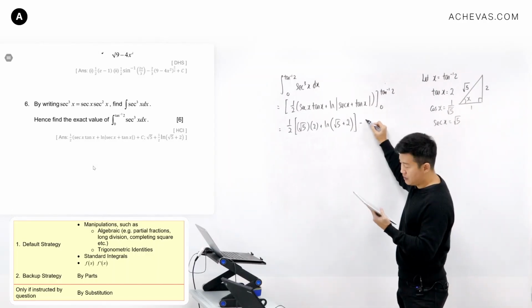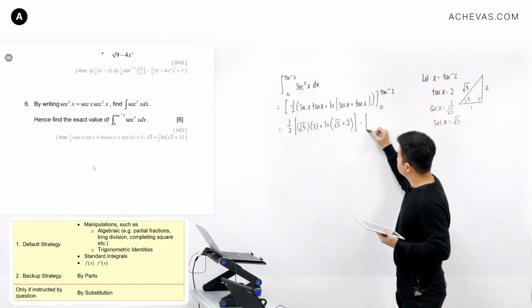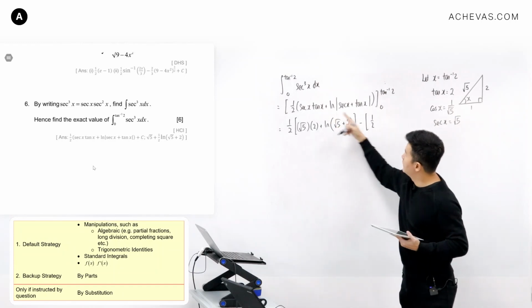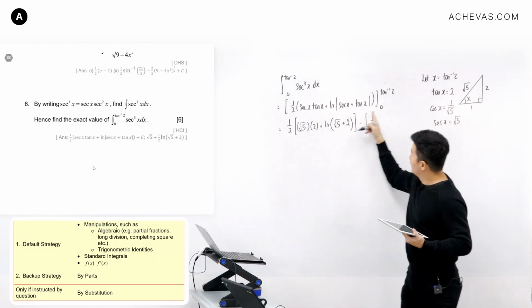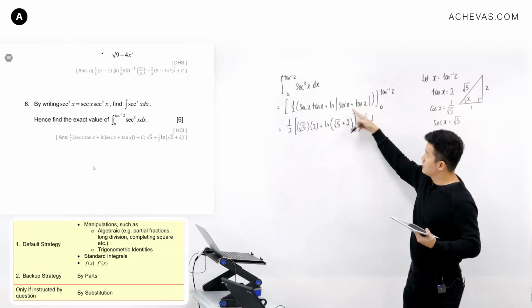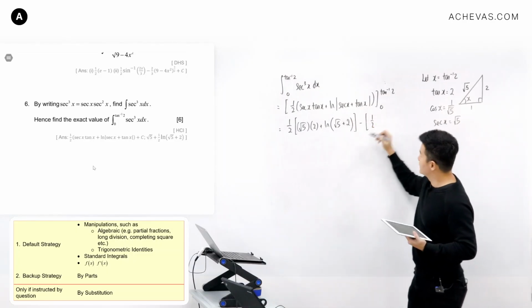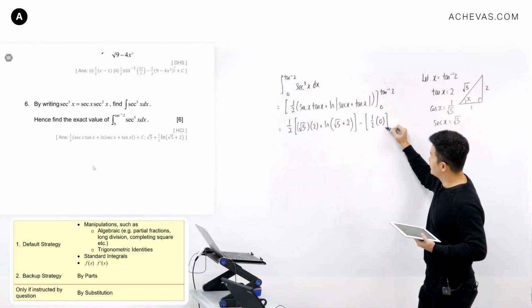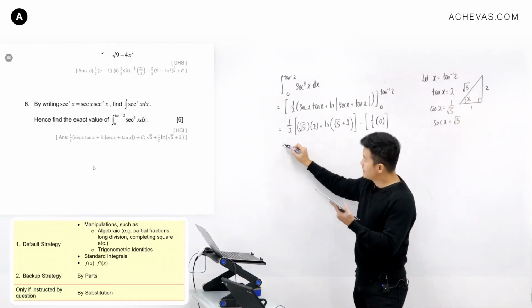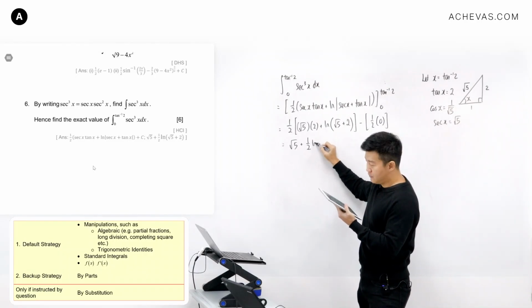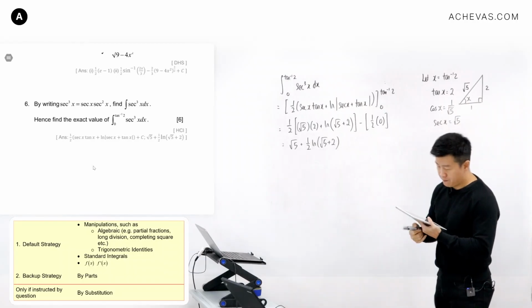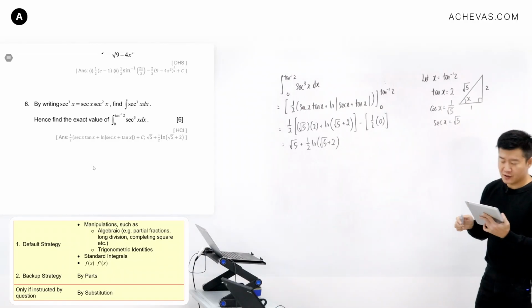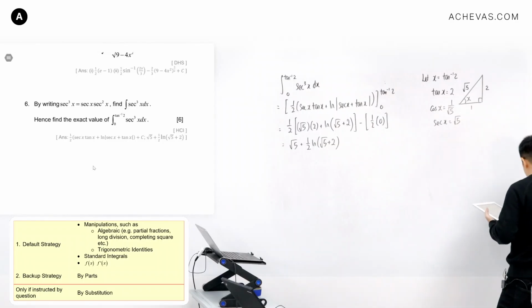Then minus away, we have a half of this. If I were to substitute this in, tangent 0 is 0 and secant 0 is 1. So ln 1 is 0. So here I'm going to be left with just a 0. So my final answer is going to be this times this, which is square root of 5, plus half of ln of square root of 5 plus 2. Okay, that is question number 6.